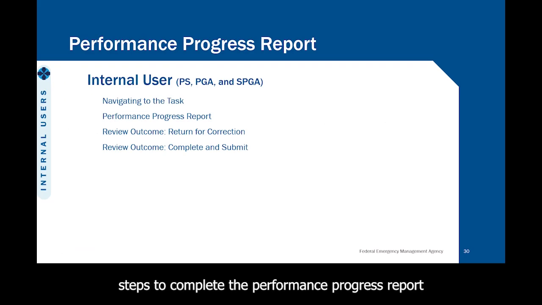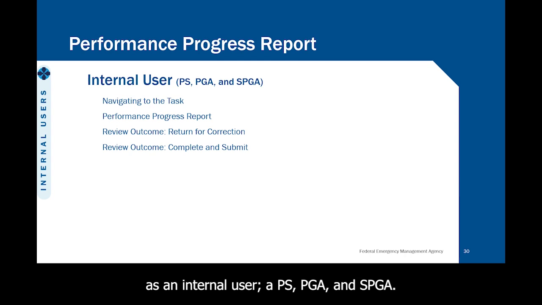There are a few steps to complete the performance progress report as an internal user, a PS, PGA, and SPGA. We will walk through how to navigate to the task, review the performance progress report, and the review outcome return for correction or review outcome complete and submit options.